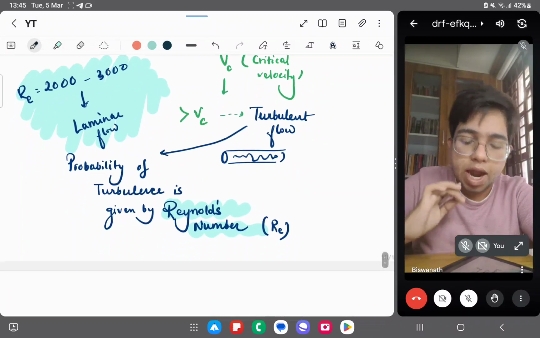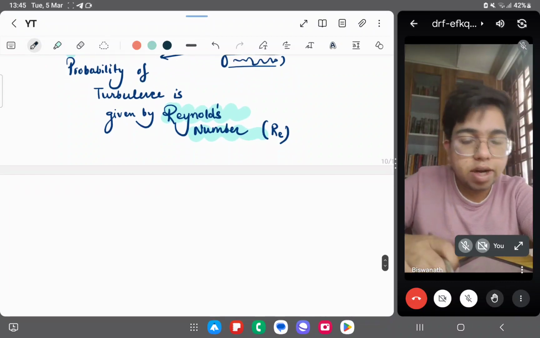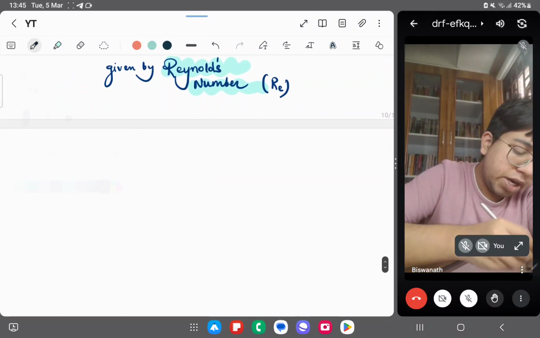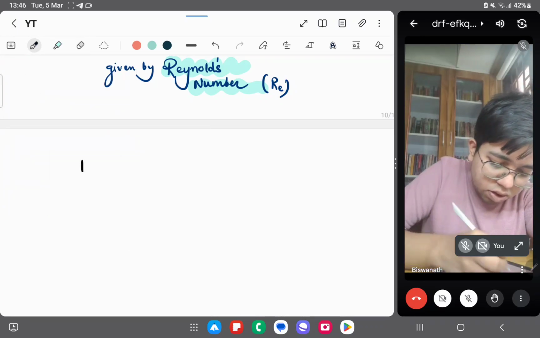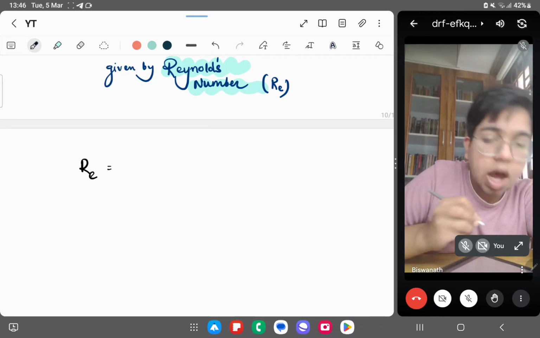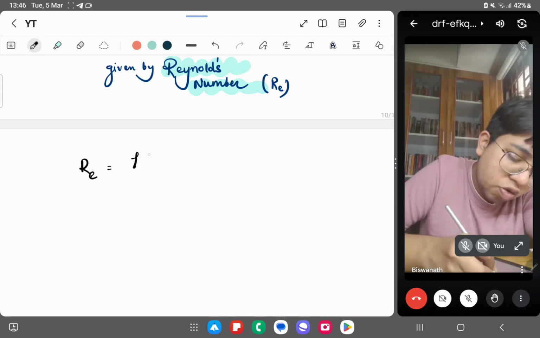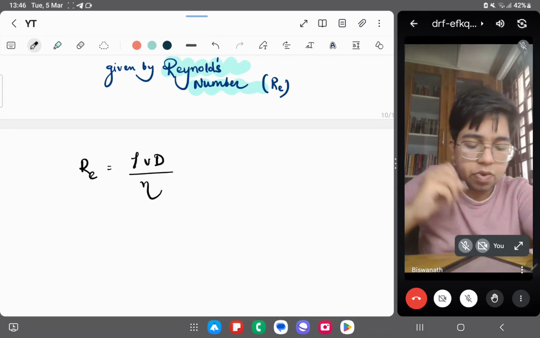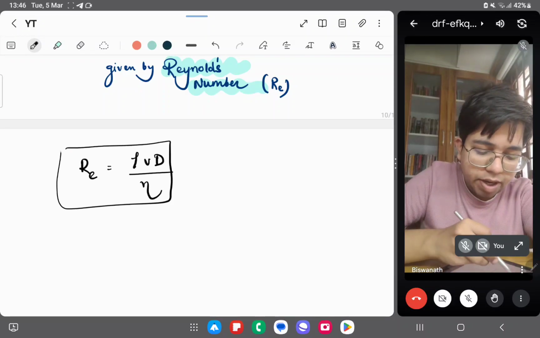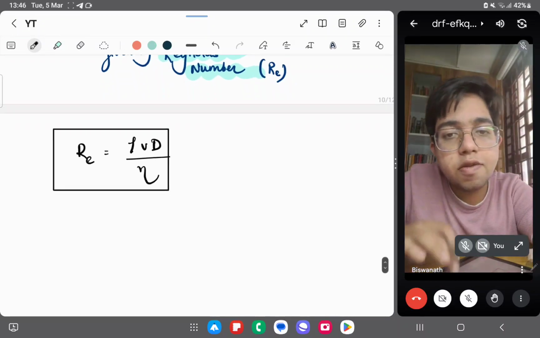Okay. And Reynolds number is calculated, there's a formula for Reynolds number. You might have known this formula from your basic physics. This RE means your Reynolds number, that is rho V dot D by nu. RE is rho V dot D by nu. This is the formula. Okay.